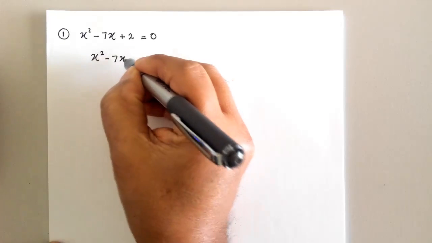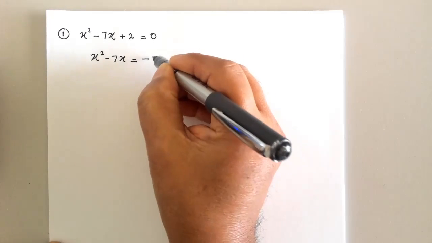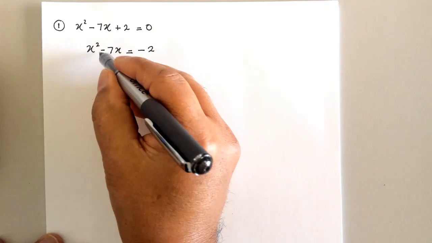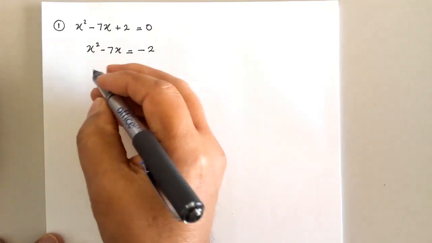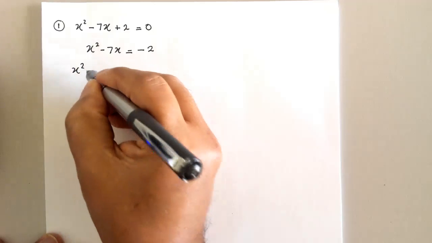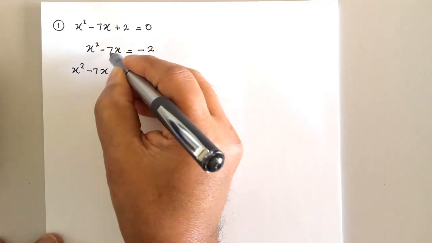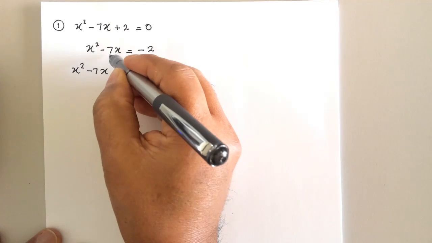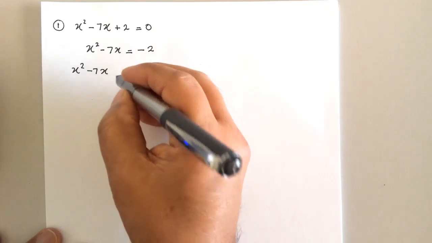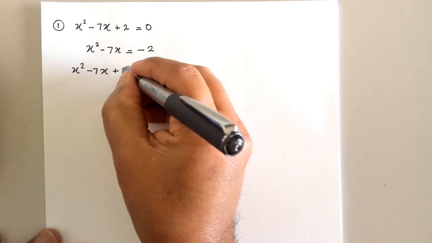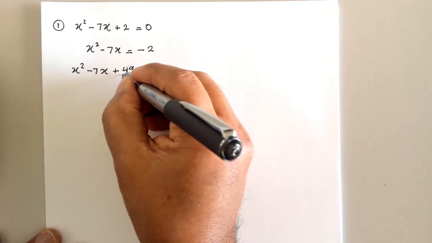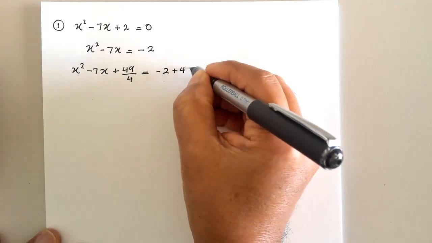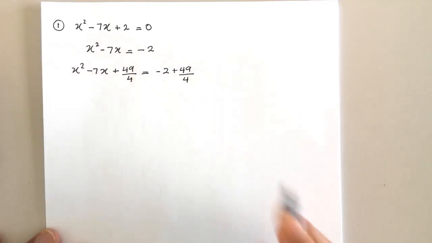So let's move 2 over to the other side, so it becomes minus 2. And then what we did before, we divide this by 2 and square it. So we're going to have x squared minus 7x. Now we're going to divide this by 2, so it's 7 on 2, and then we square it, and it's going to be 49 on 4. So it's going to be plus 49 over 4 on both sides.